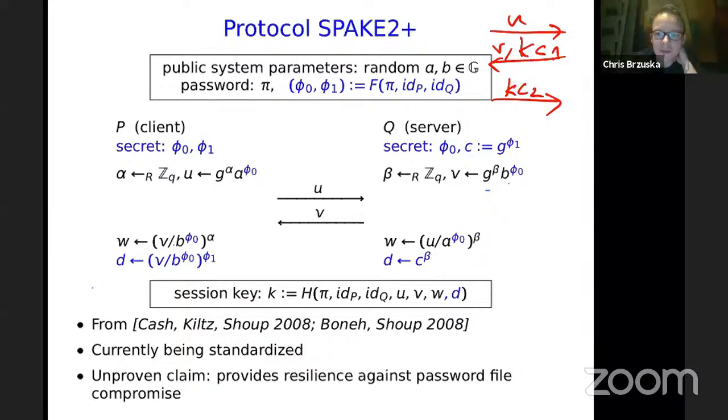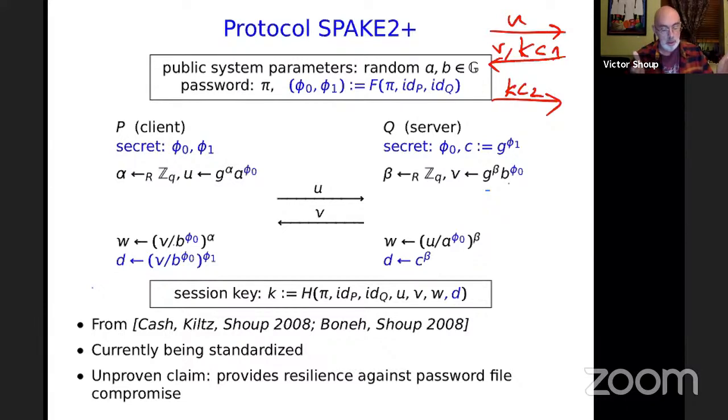One more question by Markov. Markov asks, you mentioned standardization. Did the proof have any effect on the standard? If not, would you like it to have an effect on the standard? It may have. I haven't looked at it, but after I released an initial version of this, there may have been some updates to the standard, but I'm not sure. Maybe not.